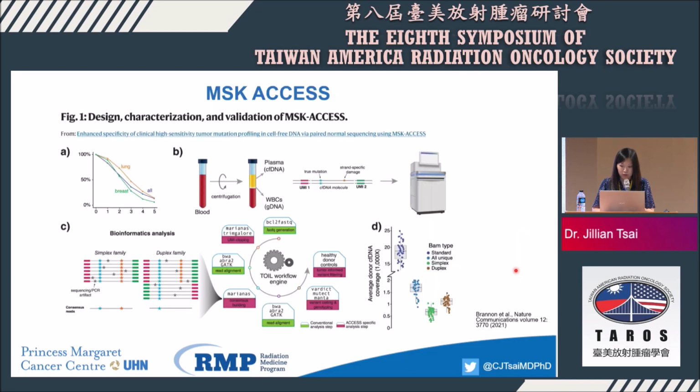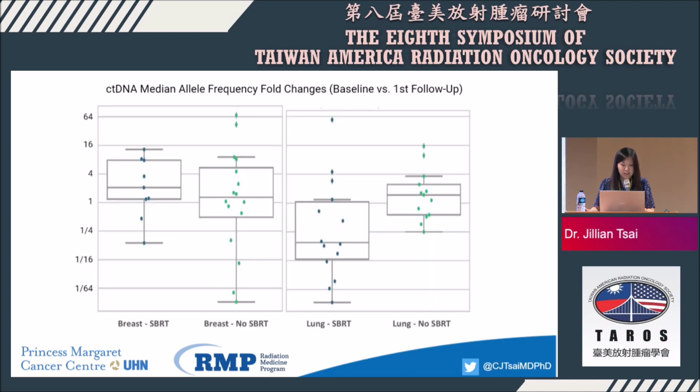So I'll skip the background, but I want to show this data. When we compare, this is a fold change. We compare the after divided by before, looking at the mutational burdens. So for the SBRT and non-SBRT group in the breast cancer, the DNA mutation patterns after treatment divided by before, if there's no change, that's 1, right? Because there's no different fold change.